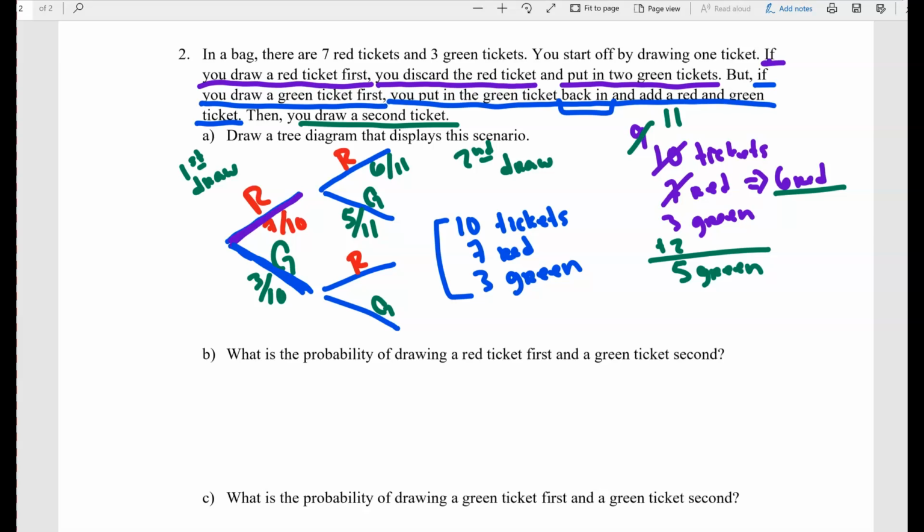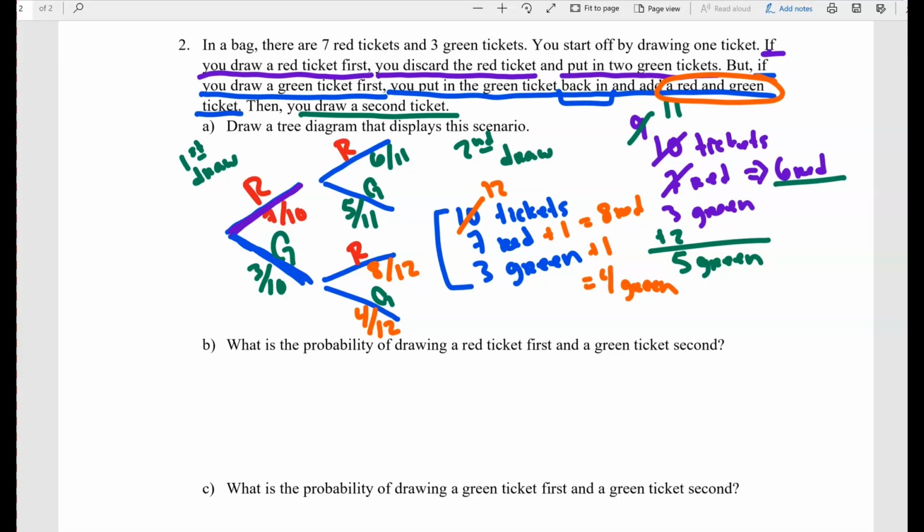But then what else am I doing? But now I am adding a red and a green back in. So you get a +1 and you get a +1. So now I have 8 red and now I have 4 green. Okay, since I added 2 more, how many do I have now? I now have 12. So for red, I'm going to have 8 out of 12, and for green, I'm going to have 4 out of 12.